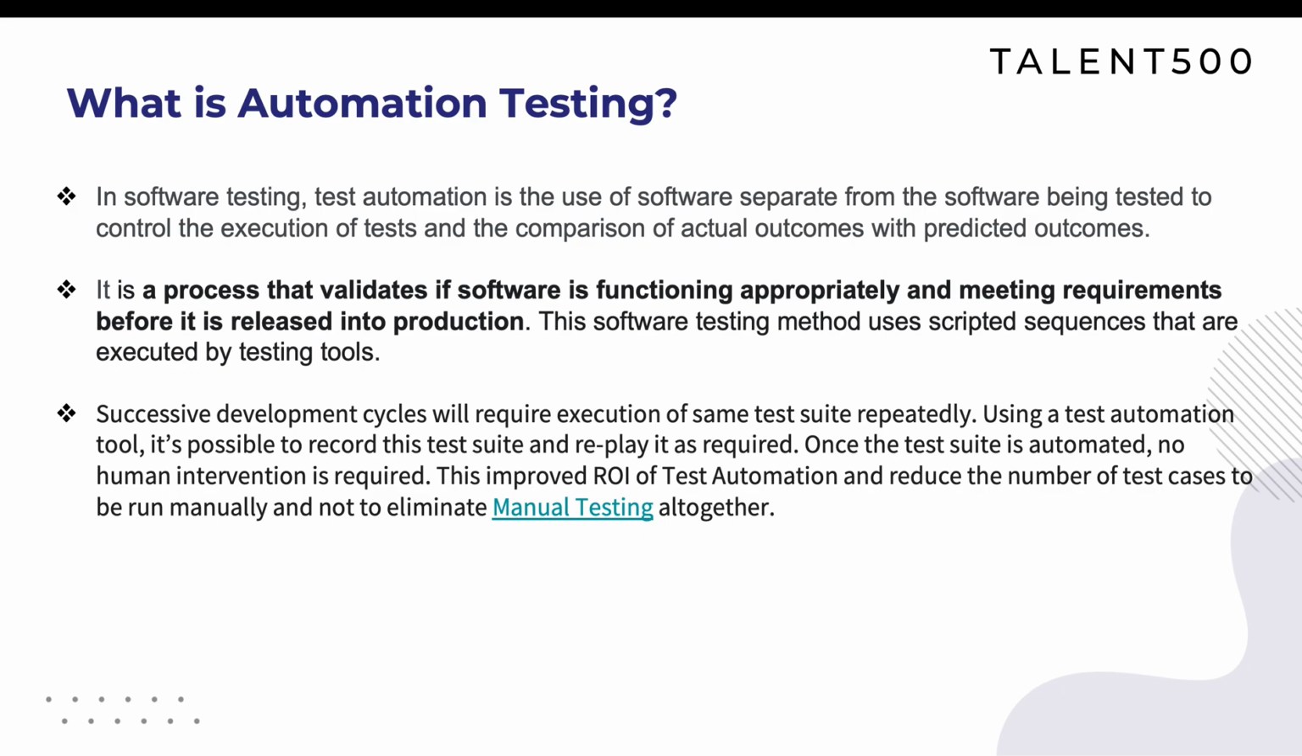We should write a script which will do all these steps. So we will write a script which will open the website. We will write a script which will enter the details. We will write a script which will validate that when I enter the details, the correct credit card and bank account details are getting fetched or not. This is called automation in a simple way.